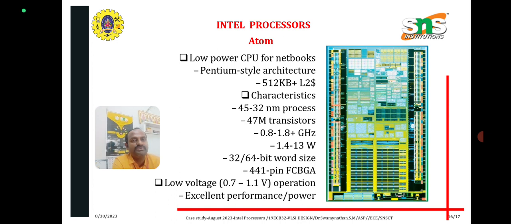And next, Atom, that is a low power CPU for netbooks. It is used for Pentium style architecture with 512 KB cache. The characteristics will be the same, 45 to 32 nanometer, and the transistor count will be 47 million, and 0.8 to 1.8 GHz frequency is used, and the power is 1.4 to 13 watts, and also the word size is 32 or 64 bit. The pin count is 441, with low voltage, so the voltage will be 0.7 to 1.1 volts for operation. So it gives excellent performance and power optimization.